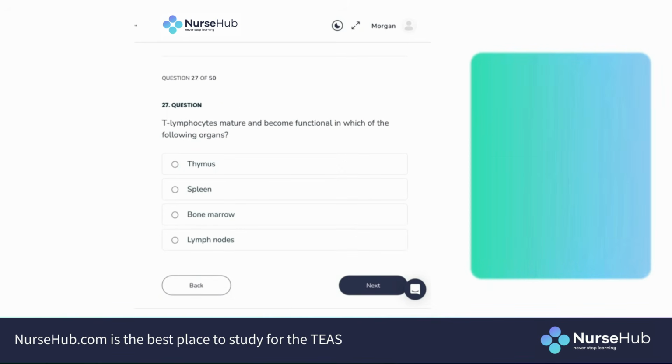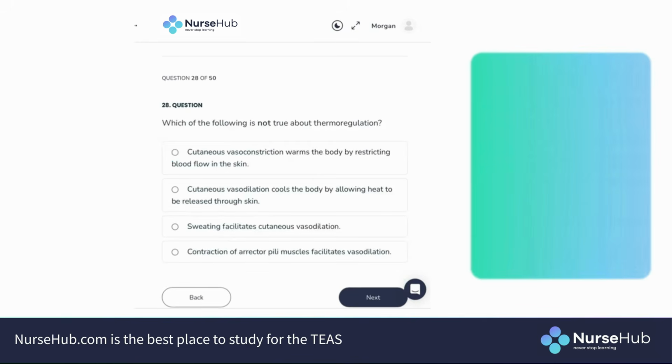All right, let's have a look at question 27. This question says T lymphocytes mature and become functional in which of the following organs? The thymus, spleen, bone marrow, or lymph nodes? And the best way to study for this type of question is flashcards, and again, also labeling diagrams and explaining what the functions are of each part. The correct answer here is the thymus. We can move on to question 28.